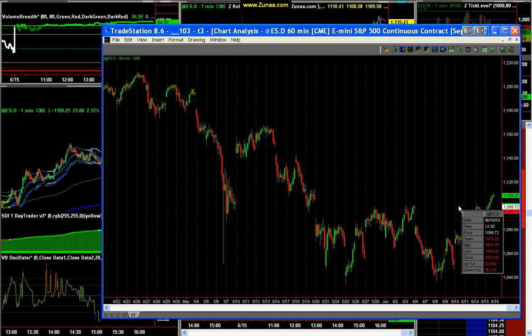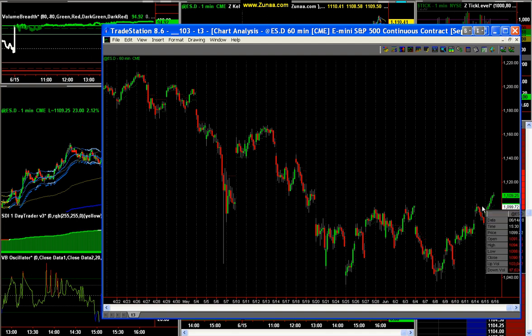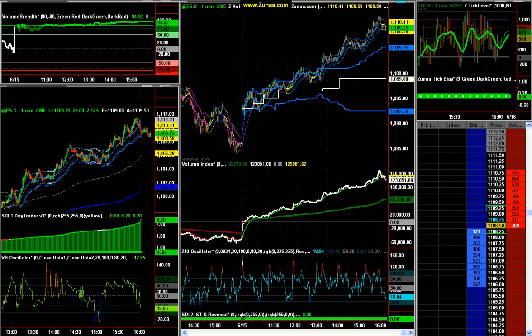Yesterday we tested the top of this range, so it was no surprise that we had some selling coming in. And today we broke out of that area. Anybody who day trades should be familiar with or aware of the tops and lows of trading ranges like that, or any key support and resistance areas, because it'll help you understand price action as it's developing.